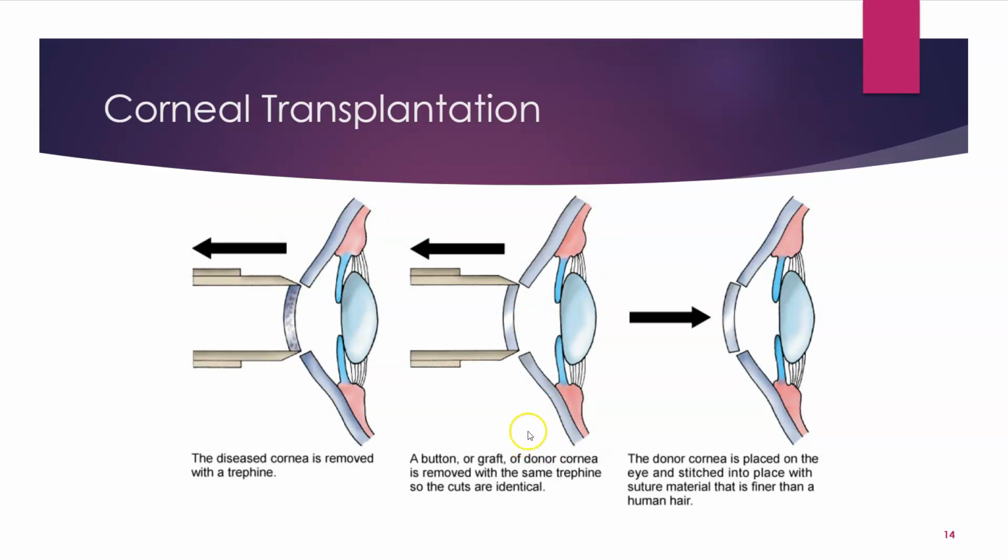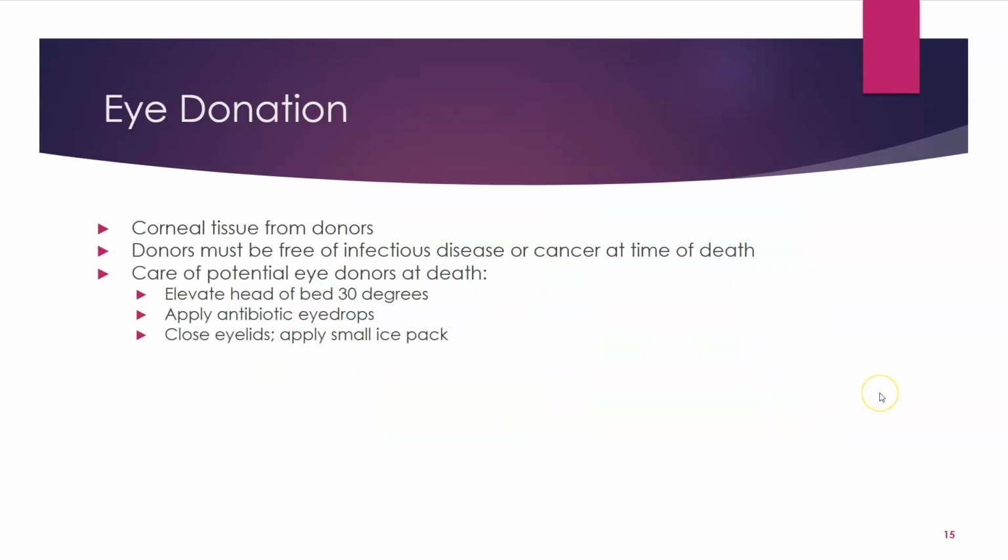Corneal transplant, so taking part of the cornea out. So if you've got disease and it's not clear, you can put a new one in. Can have a complete eye donation, that's pretty rare, but corneal tissue can be from donors. With any donation, we want them free from infectious disease or cancer at the time of death, and that's for all donations.